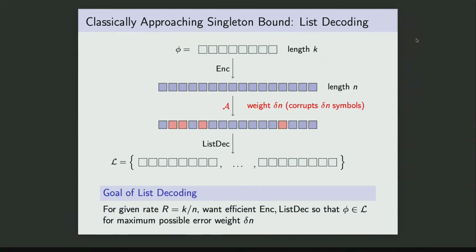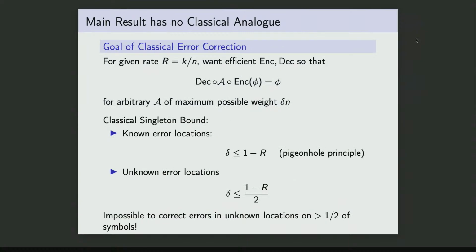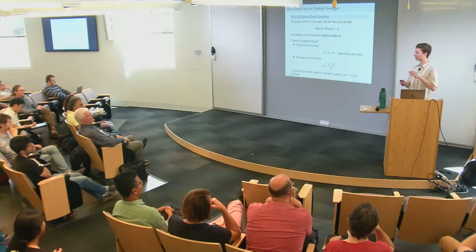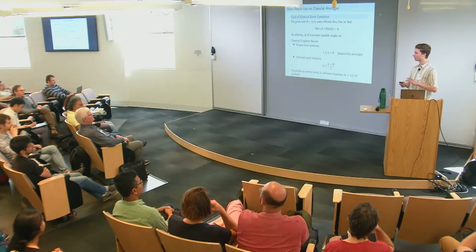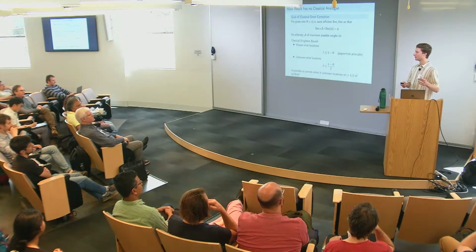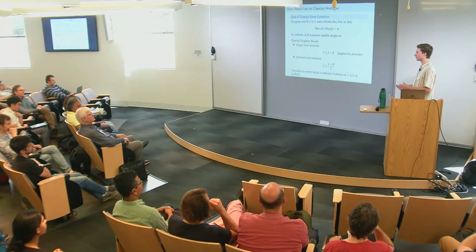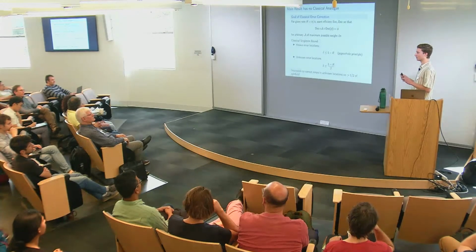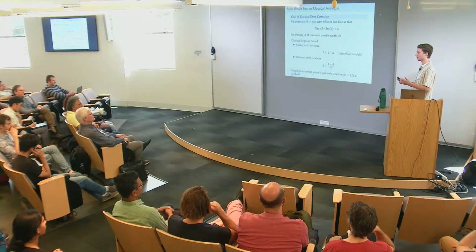Can you explain the last few words? What was the last bit? Oh, so I guess I was just repeating. Quantumly, we can close this gap between the singleton bound, 1 minus r, and half the singleton bound. Classically, we can't. The reasoning for why we can't do it classically still works quantumly. It's just that this 1/2 is an absolute constant, whereas the quantum singleton bound is already at most a half.